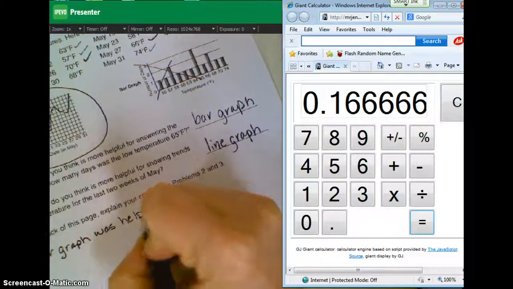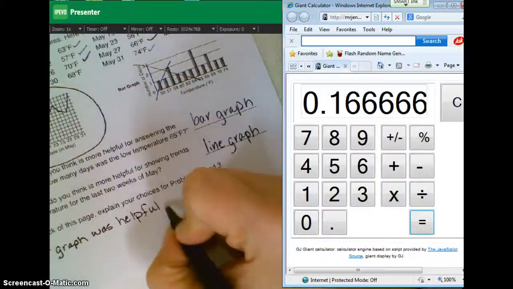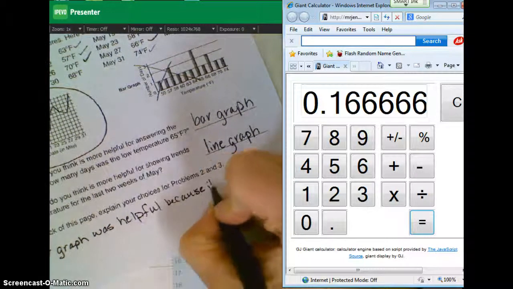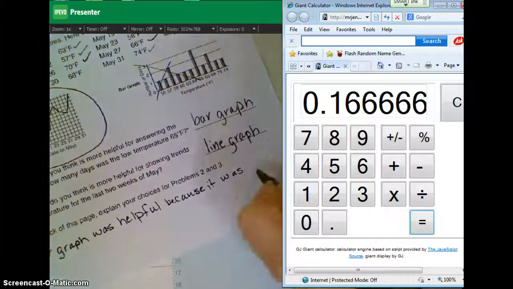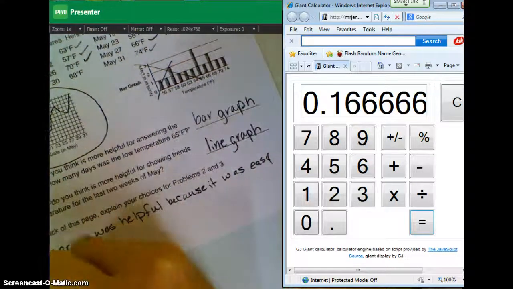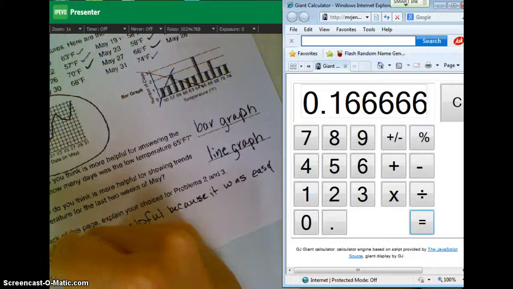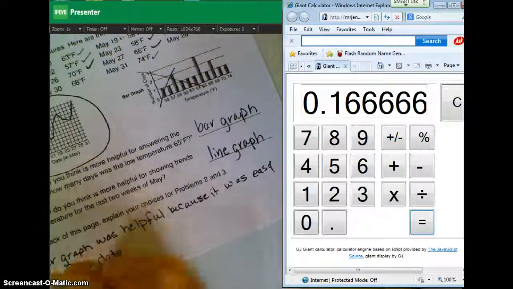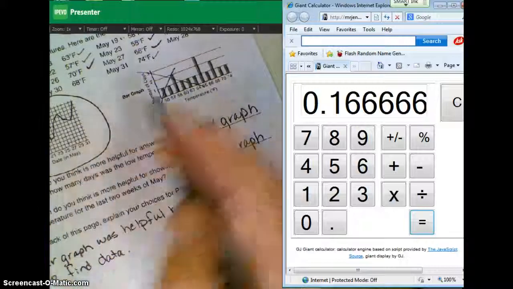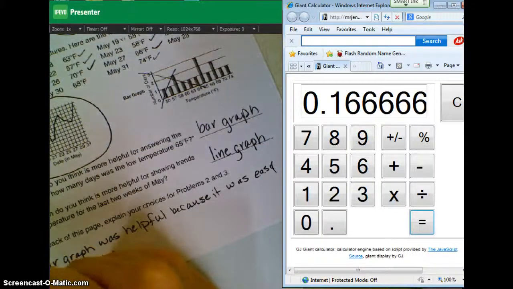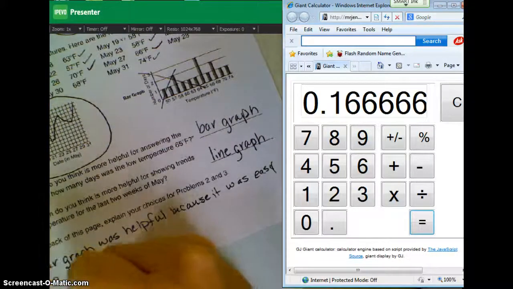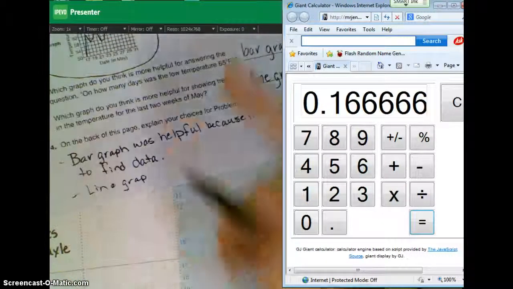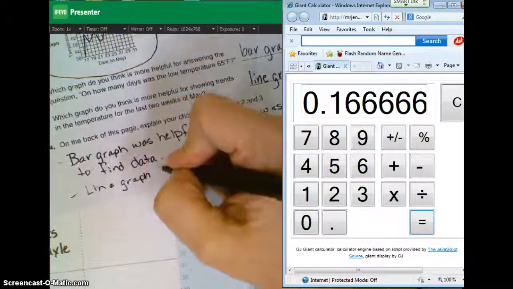The bar graph was helpful because it was easy to find. And the line graph, you could see the trends over lots of days. So the line graph showed trends.